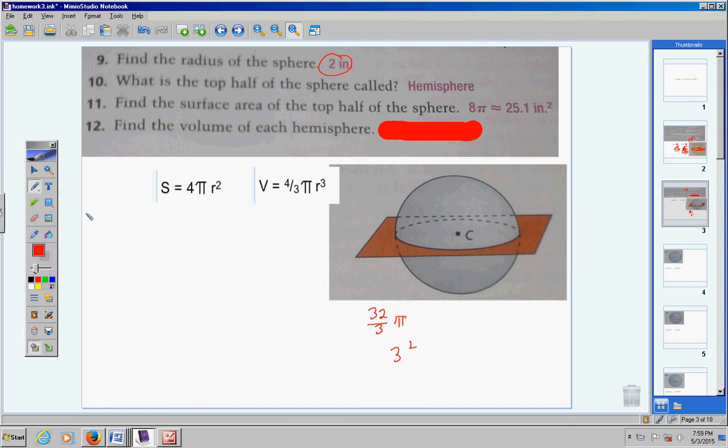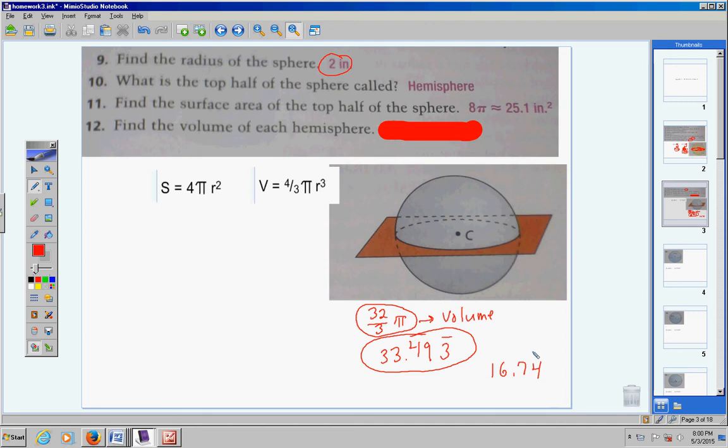Okay guys, I'm back. Sorry, I had a cough there for a second. Okay, 32 over 3 times 3.14 gives you 33.49, with the 3 repeating. That's the volume they gave you in the directions, the volume of the entire sphere. So if we cut that in half and divide it by 2, we get 16.74.